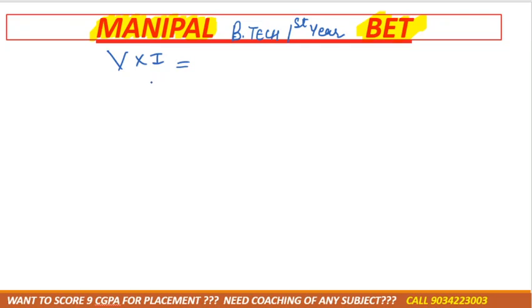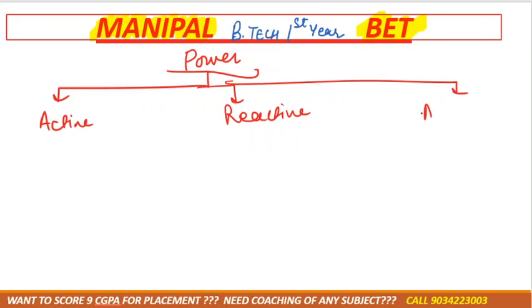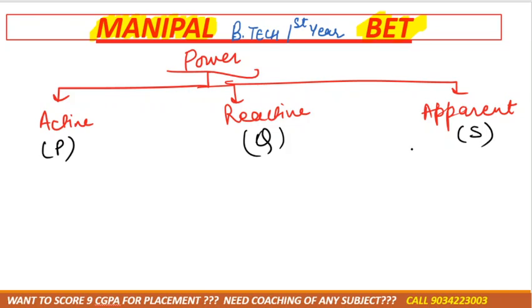V into I is power, right? So now in the power we'll have basically three different types of power. One is the active power, another one is the reactive power, another one is the apparent power. Got it? Active power is denoted by P, reactive power is denoted by Q, apparent power is denoted by S.